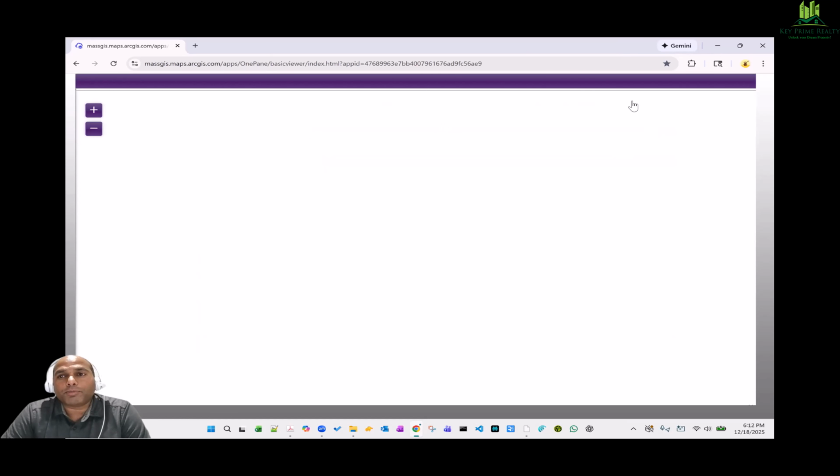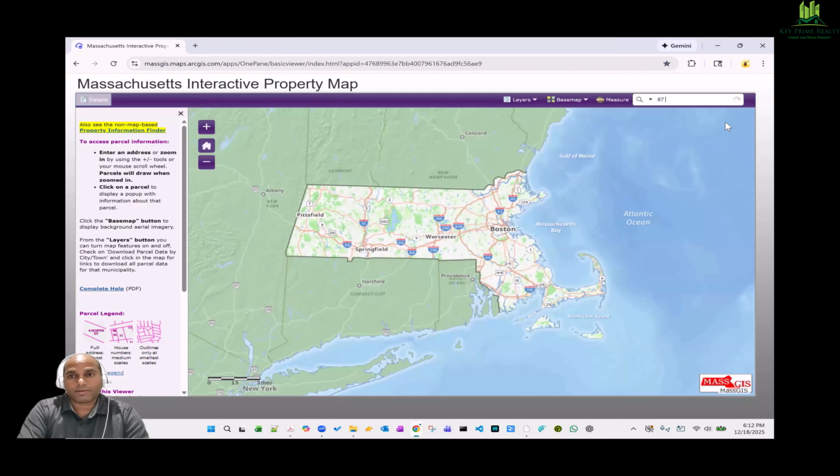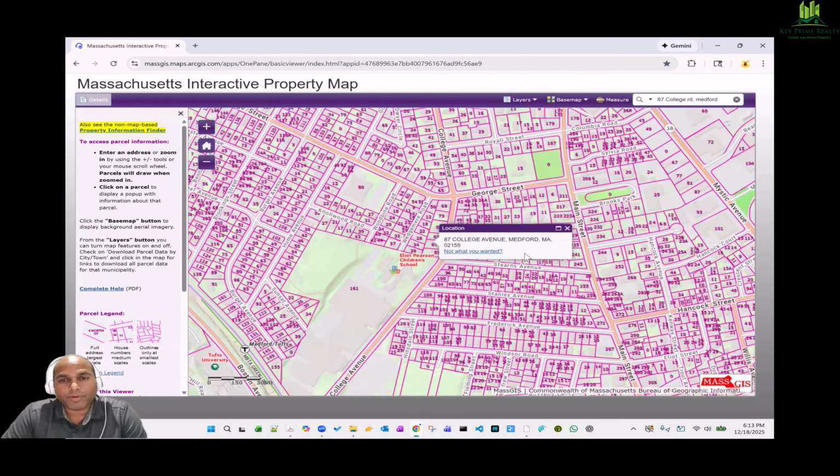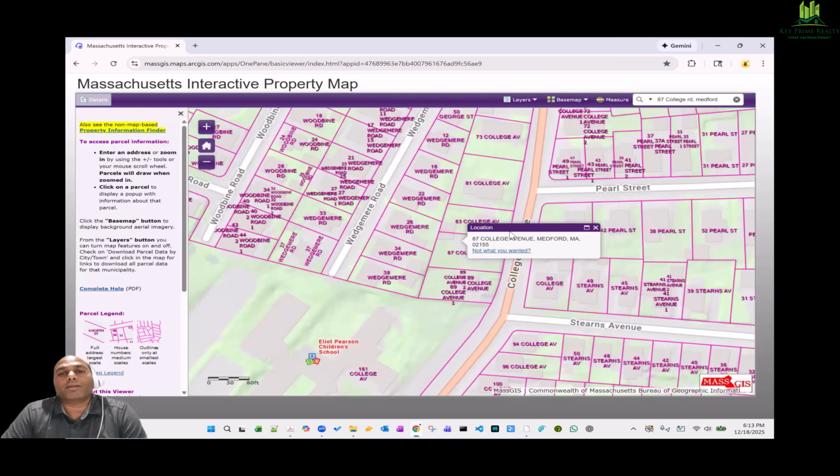So the address of this property is... Usually whenever you're describing the legal description of the plot, it typically starts with a point of start. POS, it's called. The description starts from the POS, goes around, and then comes back to the POS. So that's how it is a closed polygon.